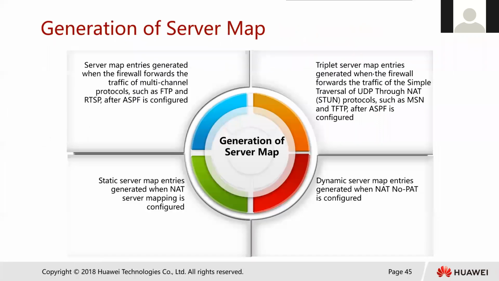ASPF is one of the technologies that can create a server map, and others can also create server maps. For example, a static server map entry is generated when you configure NAT server. Also for Notepad, MSN, and TFTP, triplet server maps can also be created. So there are many examples of creating a server map. ASPF is just one of the ways to create a server map.